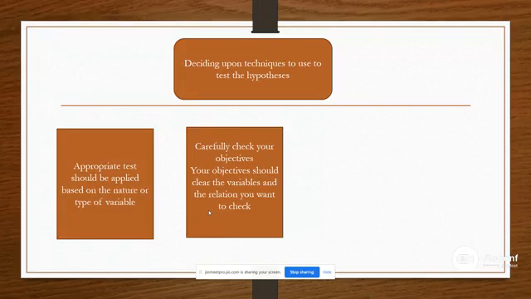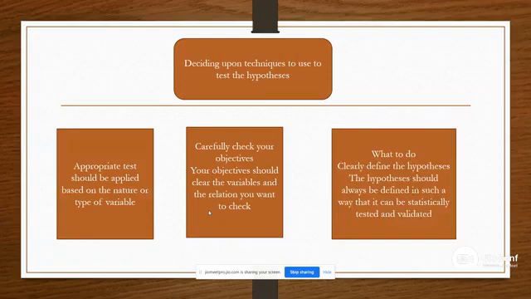Based on the objective, you should check your hypothesis. The hypothesis should always be framed in a measurable context. Measurable context means the variables should be mentioned in it. It should be something which you can measure, which you can check. Okay.